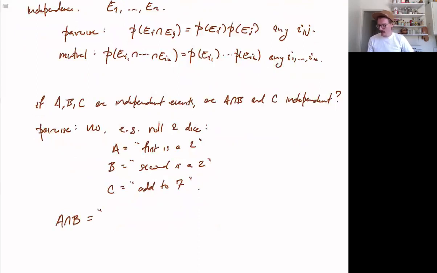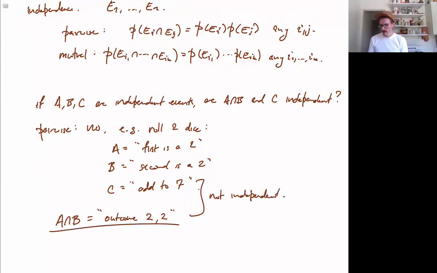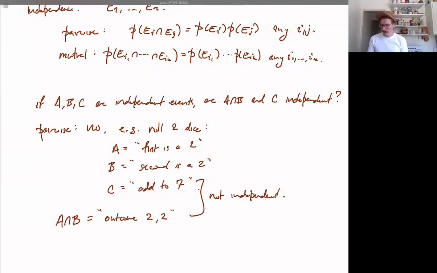And we can see that these events are not independent because A intersect B is basically a single outcome. The first is a 2 and the second is a 2. And C is that they add to 7. These are not independent because this has some positive probability, I guess it's 1 in 36, and this has some positive probability, which we saw as 1 in 6. But together, the probability is 0 because you cannot have both dice be a 2 and have them add to 7.